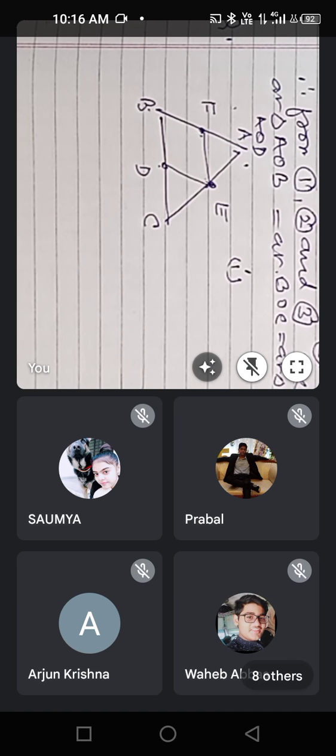Reason: line joining the midpoints of two sides of a triangle is always parallel to the third side and half of it. You can write the midpoint theorem statement. This is also called the midpoint theorem.